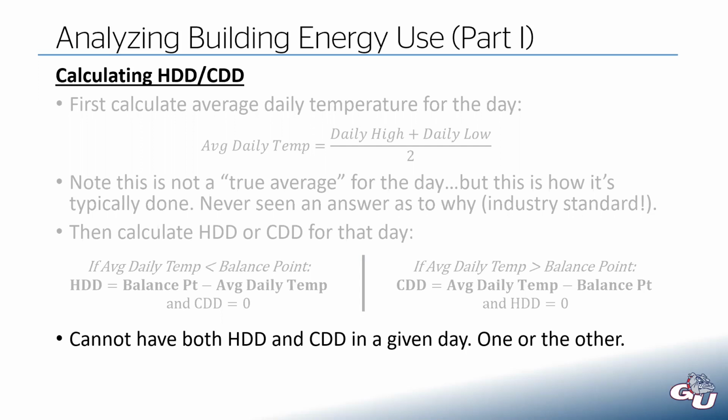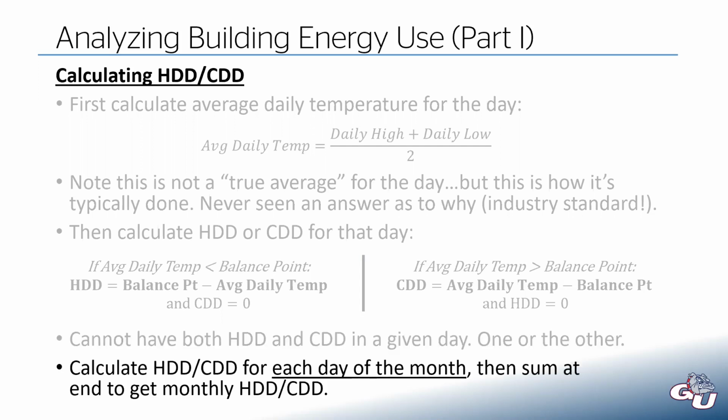So you calculate heating and cooling degree days for each day of the month, and then you sum it up at the end. That's how you can end up with months that have both heating and cooling degree days, where in the beginning of the month you might be tabulating heating degree days, and then as the season starts to shift towards the end of the month, you'll start tabulating cooling degree days, or vice versa.